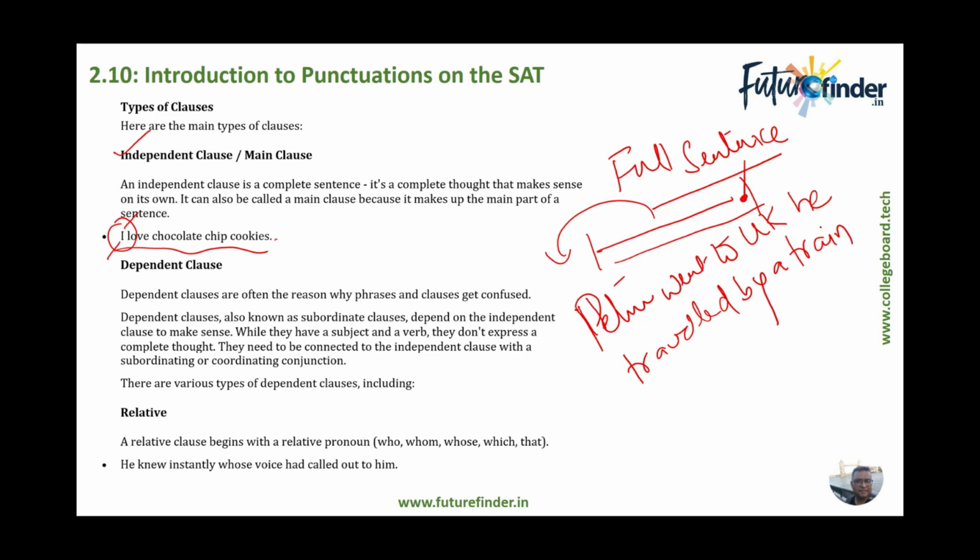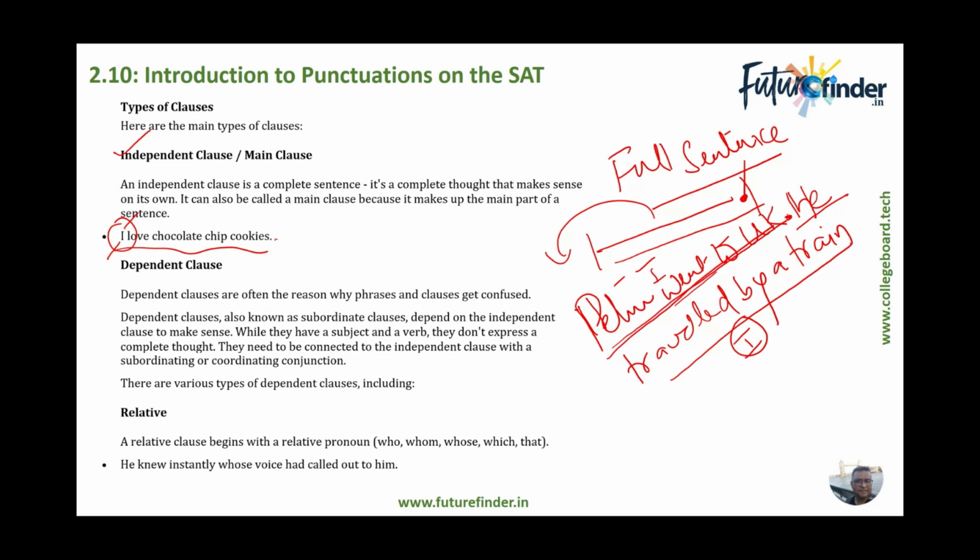And he traveled by a train. Peter went to UK. He traveled by a train. Peter went to UK. You can put a full stop and you can start with a he, which is a capital, and hence both of these are independent clauses. So that is the basic definition of an independent clause, wherein you can actually put a full stop and the sentence will stand on its own.